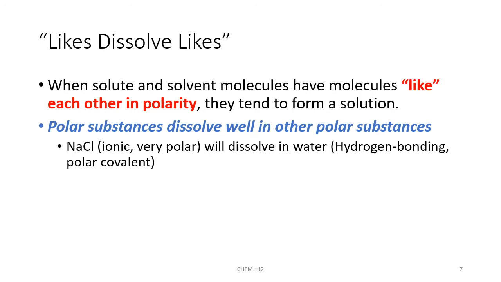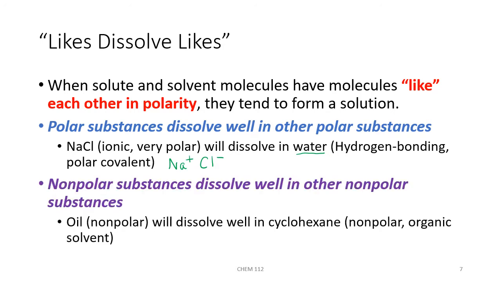For example, if we were making a salt solution or a solution of sodium chloride, we know that sodium chloride is an ionic compound made up of a sodium cation and a chloride anion. This ionic substance is very polar, and it will dissolve well in other polar solvents, such as water. Water we described as having hydrogen bonding, and it's a polar covalent molecule.